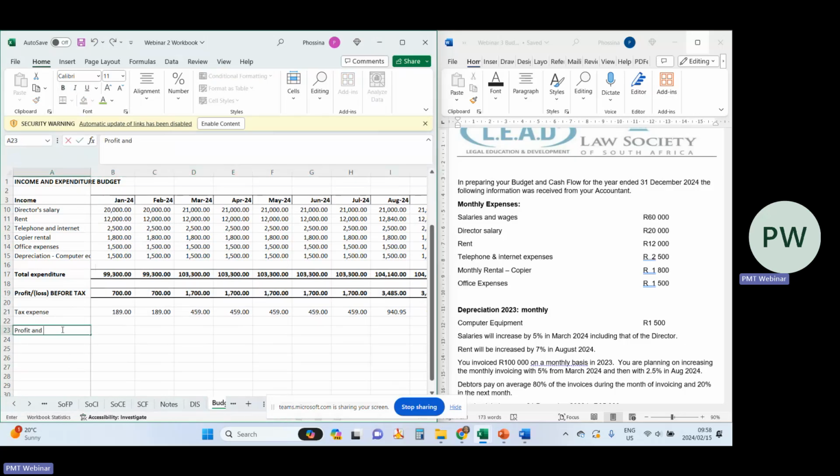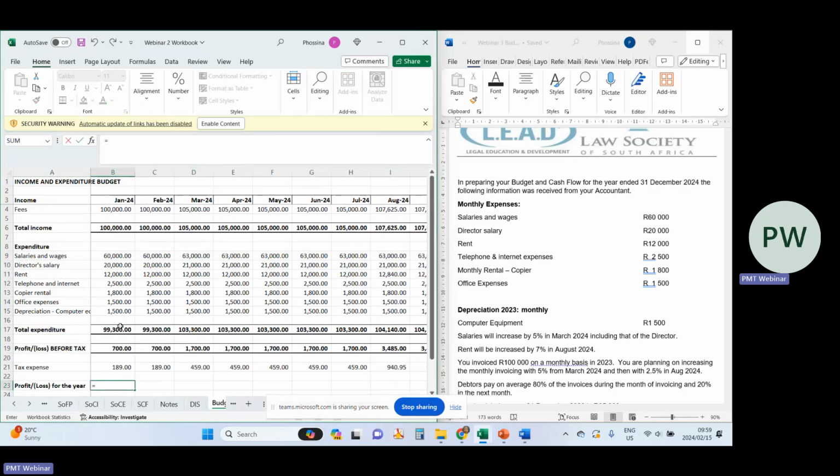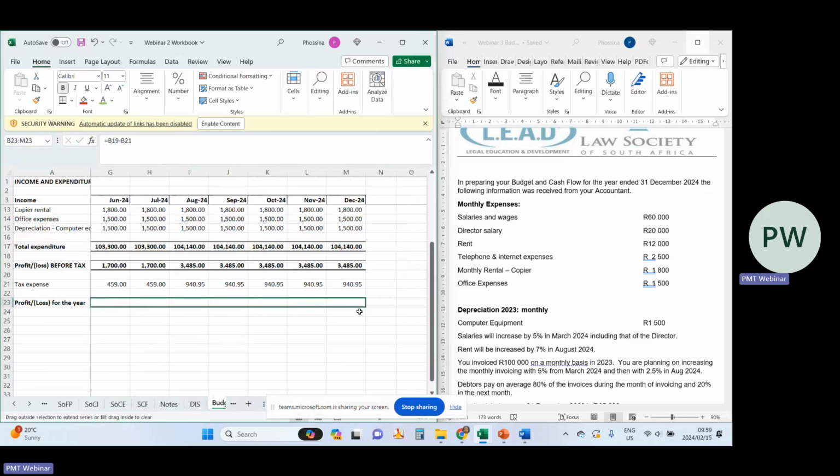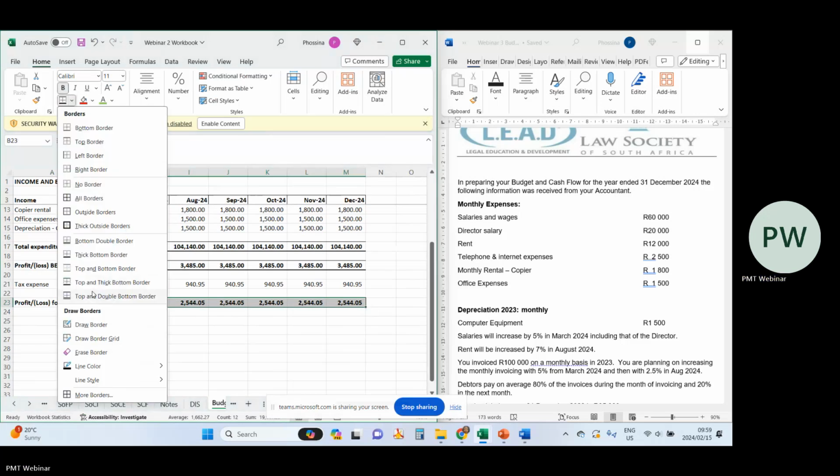So if you have a look at this, it's the same as the detailed financial statements that we prepared. Same concept, but we are now looking into the future. Hence, I started from financial statements. So our profit before tax minus our tax, we get our profit for the year. We copy up to December, then we underline like that.